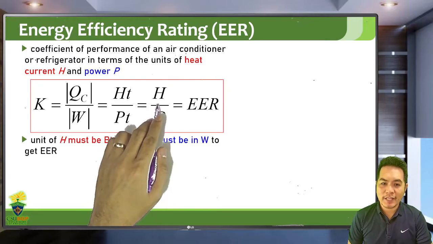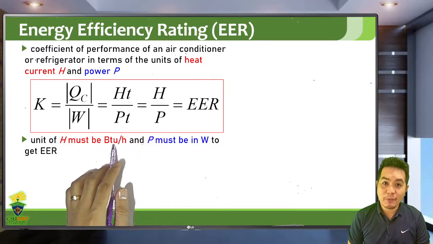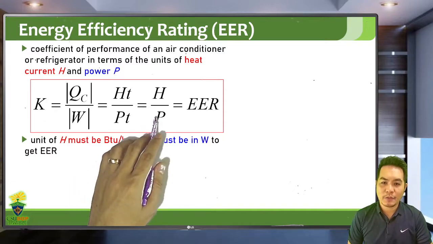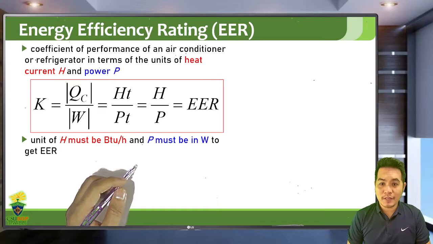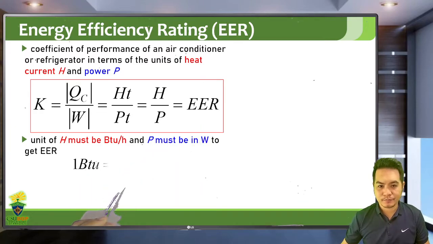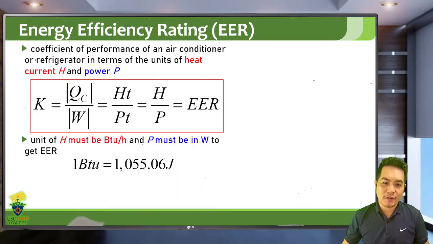So if the unit of H is in BTU per hour, British thermal units per hour, and if the unit of P is in watts, then the ratio of these two numbers will give you the EER. So one British thermal unit is just 1055 joules.